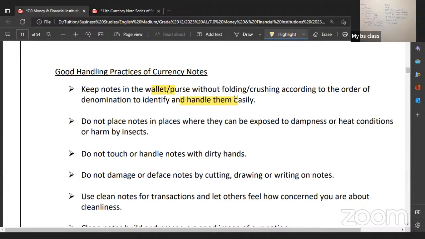We put 1000 first, then 500, 100, in that order, so we need to make sure that we properly fold it. So do not place notes in a place where they can be exposed to dampness or heat conditions. Do not touch or handle them with dirty hands.